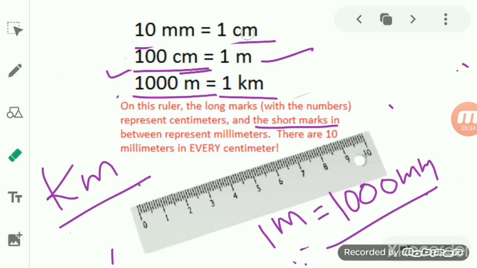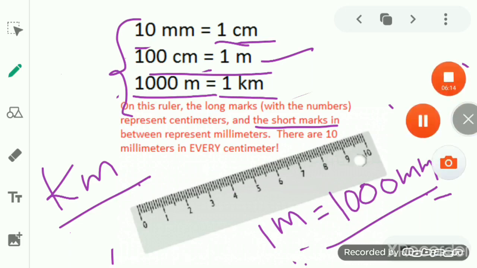So we have seen that one meter is equal to 100 centimeter, 1 meter is equal to 1000 millimeter, 1 centimeter is equal to 10 millimeter, and 1 kilometer is equal to 1000 meter. These are the different units, and by this we are able to convert one unit of length to another, depending upon the situation. We will understand with the help of different examples also. When we do the numericals, we will understand the concept very clearly.